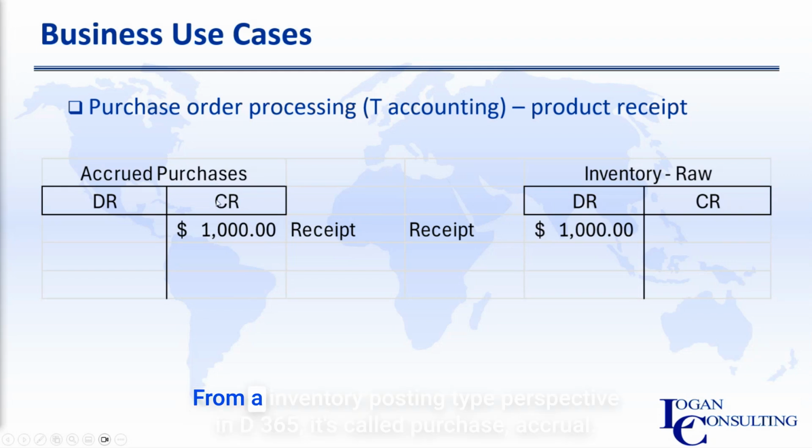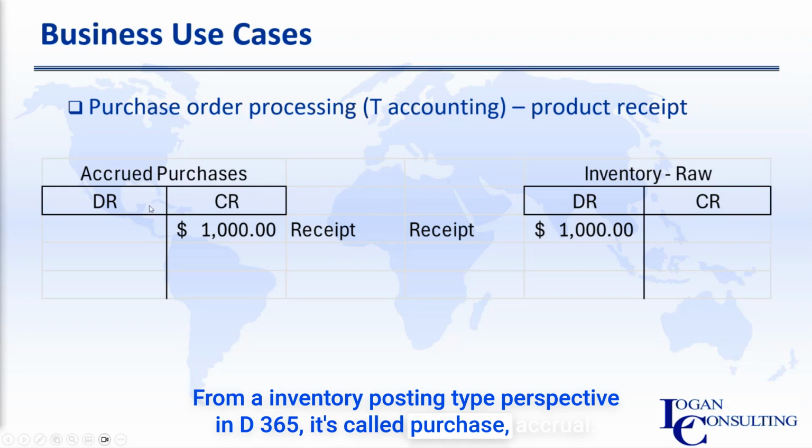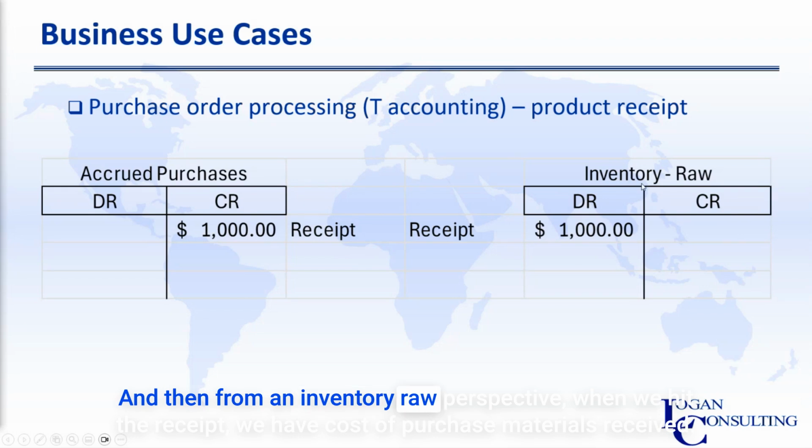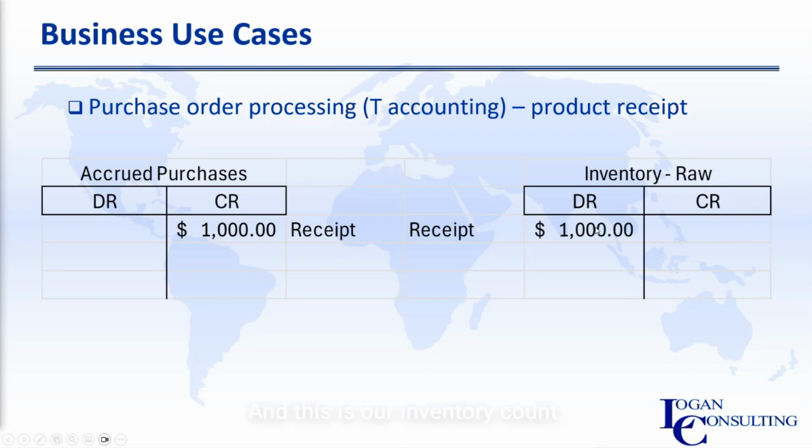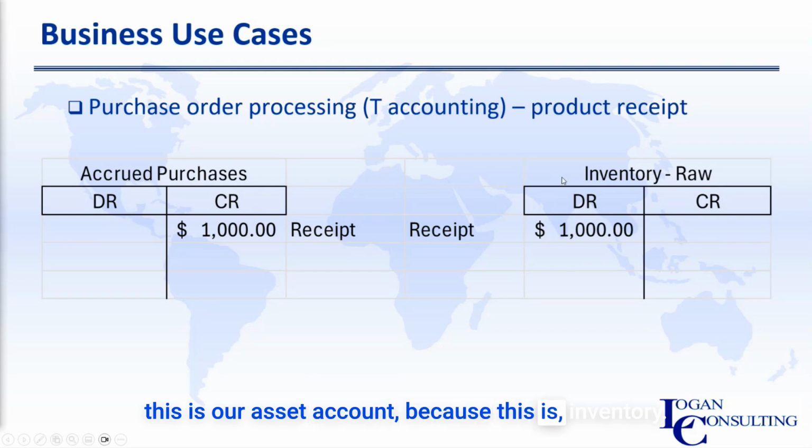From an inventory posting type perspective in D365, it's called purchase, accrual. And then from an inventory raw perspective, when we hit the receipt, we have cost of purchase materials received. And this is our inventory account. This is our asset account because this is inventory. Inventory always represents asset, right?